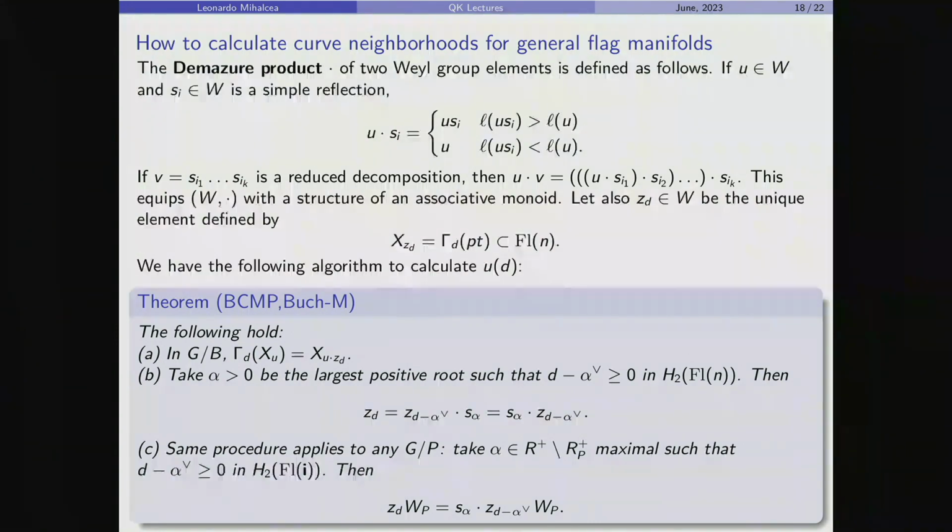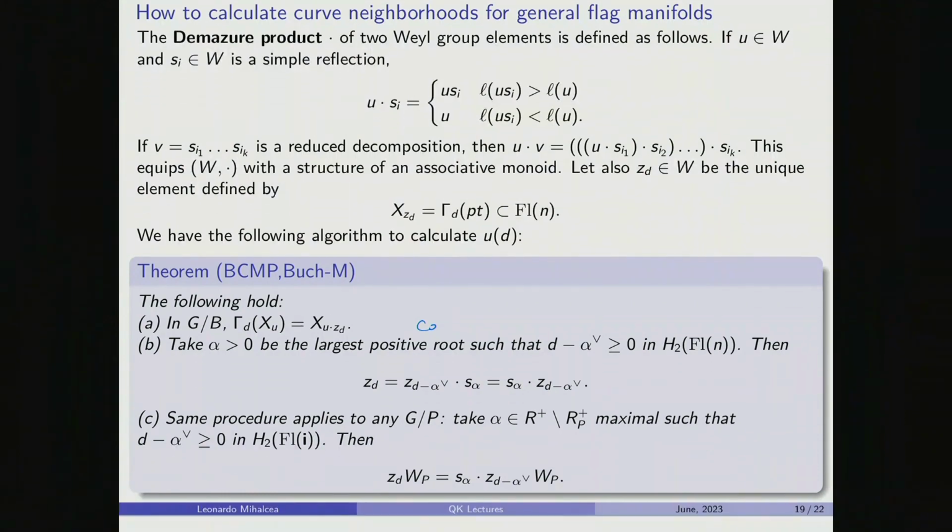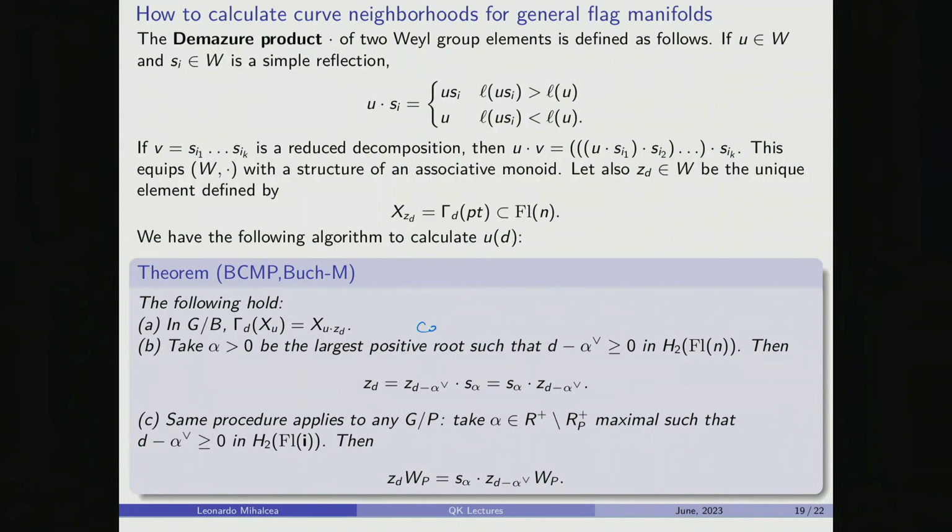So you pick the maximal positive co-root with the property that it is less than d. And then there is a recursive procedure that says that z_d is equal to the Mazur product of z_{d minus alpha check} with the transposition corresponding to that root. In particular, if the root is e_i minus e_j, this is just the transposition that exchanges i with j. And there is a similar procedure for any G mod P.